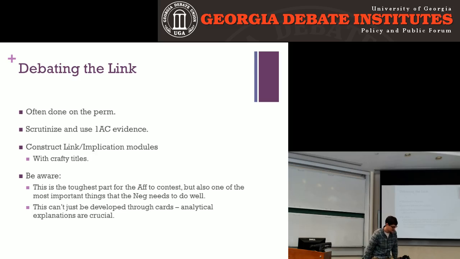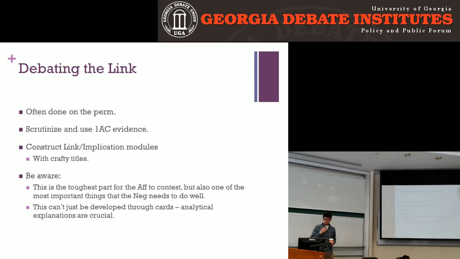The first is that this is the toughest element for the affirmative to contest. We say most of the time that the negative is almost always going to win some link to their critique, but at the same time, it is perhaps the most important part for you to focus on, because when it's done well, it makes the critique really effective. When it's done poorly, it can make the critique very ineffective. And then, as I said earlier, it can't just be developed through cards, right? Analytical explanation is totally necessary to make a critique work.